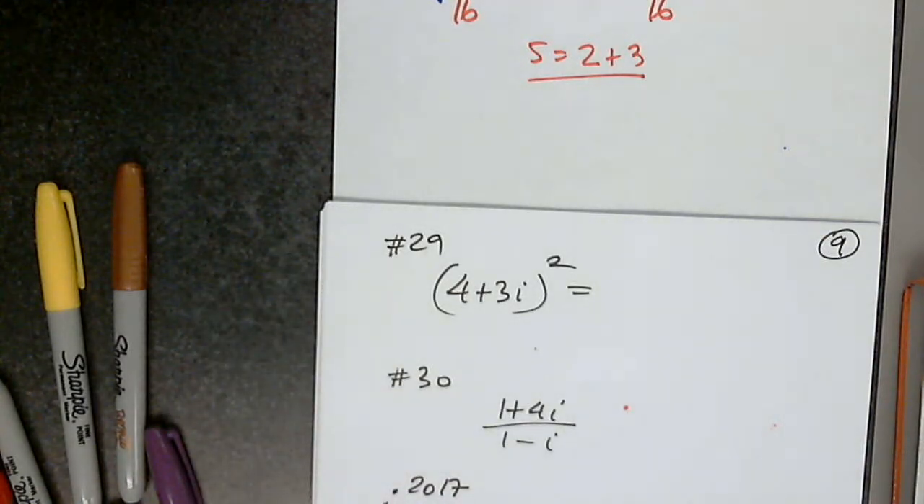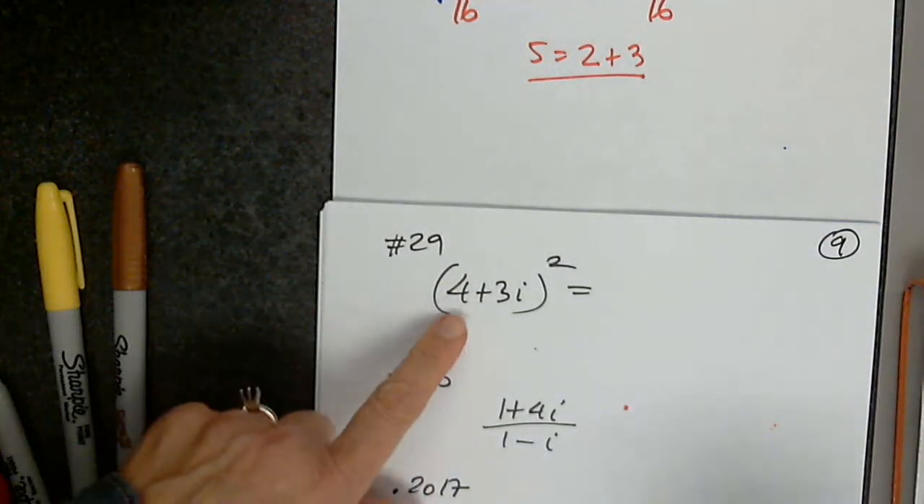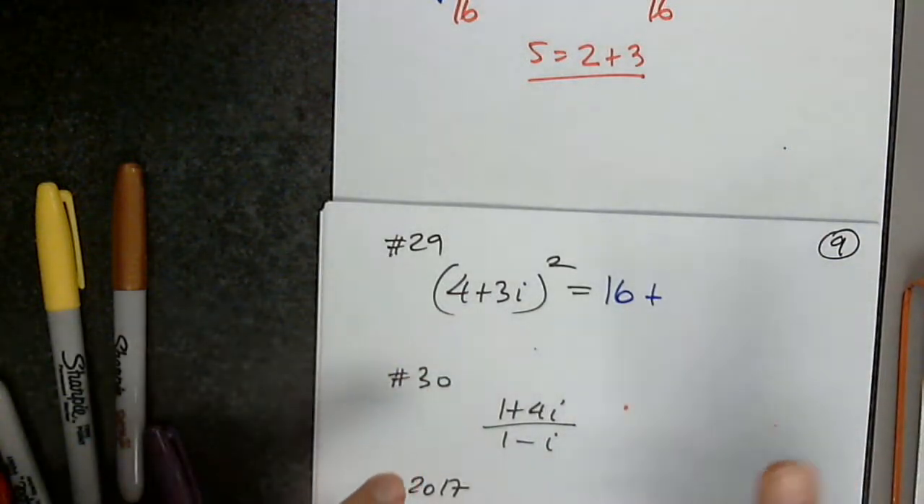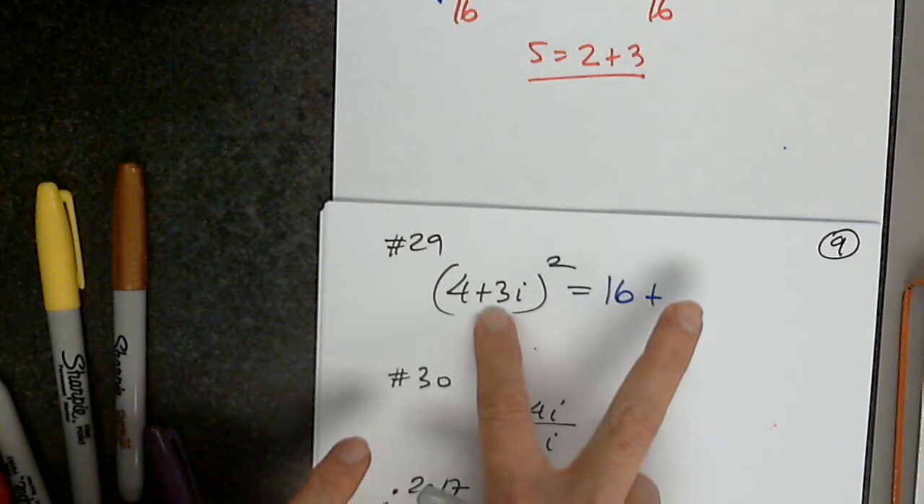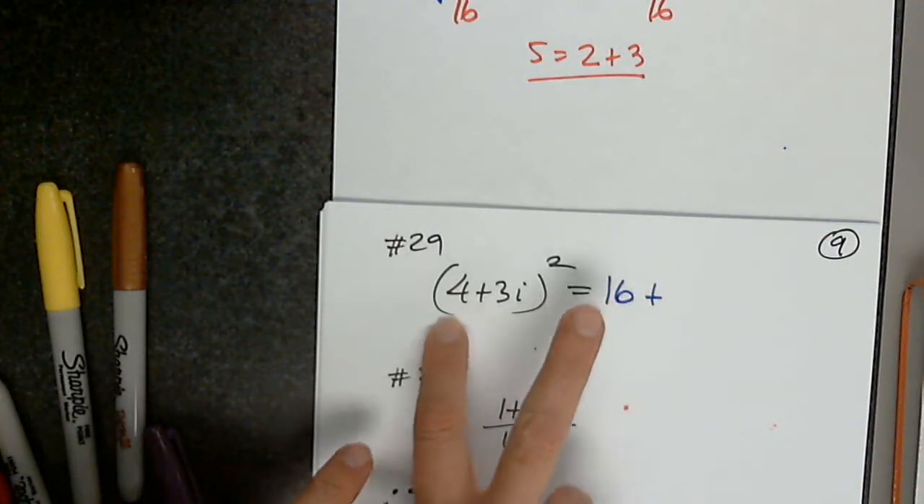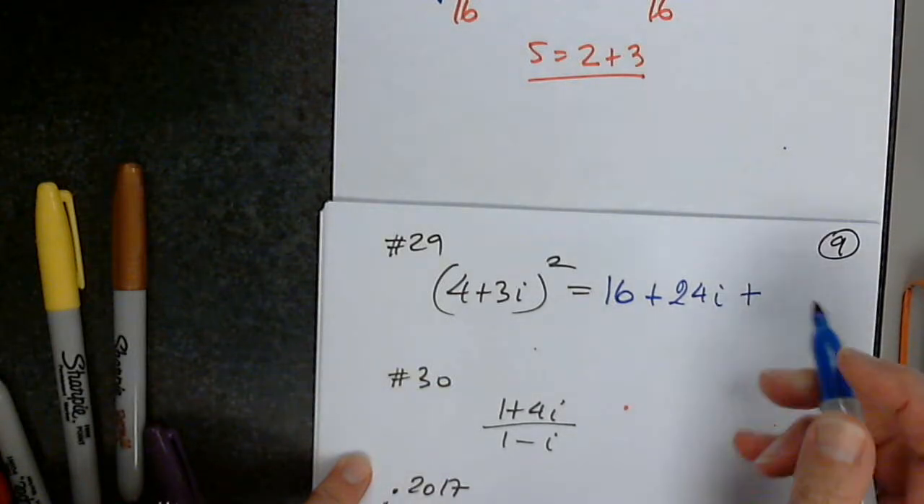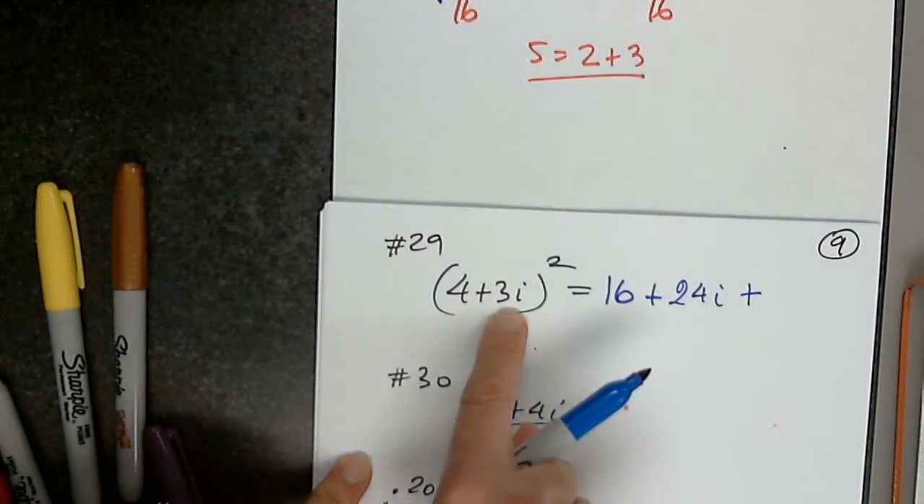Okay, I have sort of a binomial squared. How many terms will I get when I square a binomial? And please do not say 2. 3. So the first term squared plus 2 times 3 is 6, 6 times 4 is 24i, plus the second term squared.